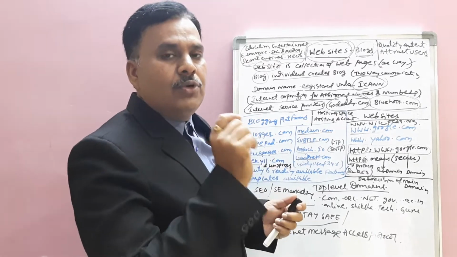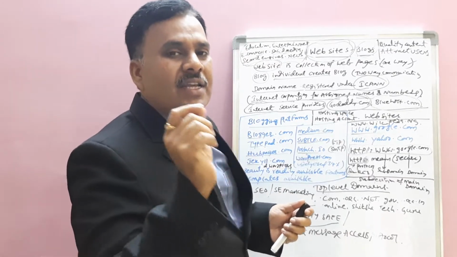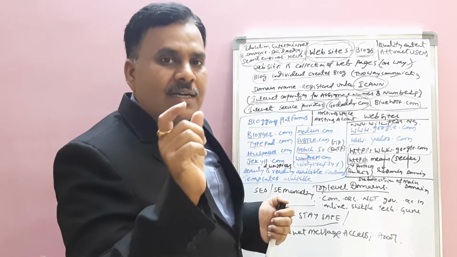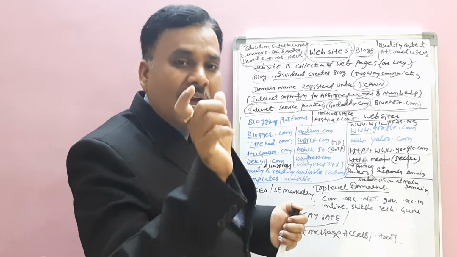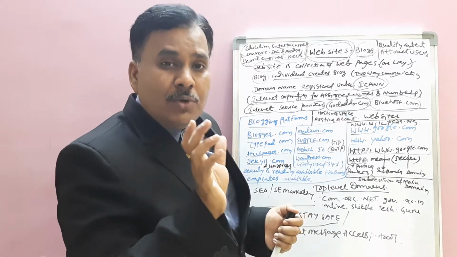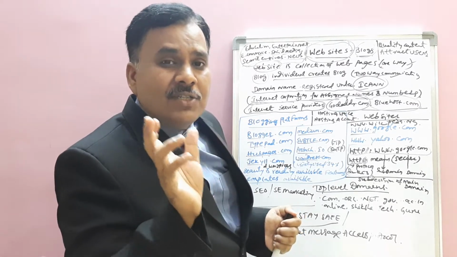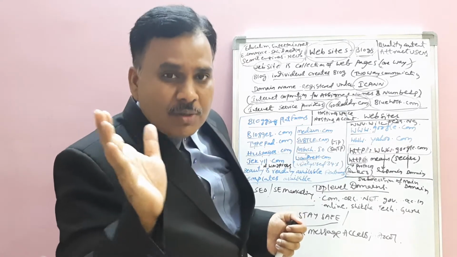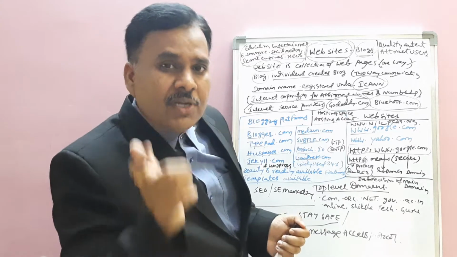For example, www.osmania.ac.in. This is osmania.ac.in, where ac.in reflects that it is an academic institution. And www.tspsc.gov.in is the Telangana State Public Service Commission, a government institution. This is a government organization.